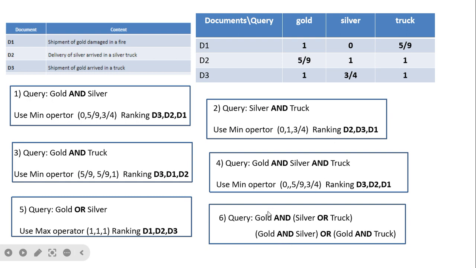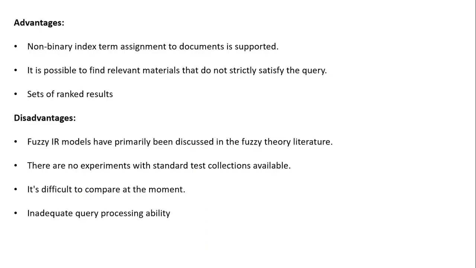Now for example, if we want to apply queries like gold and silver or truck, so again we require to convert this query into the disjunctive normal form, and after the query simplification we are getting this, and after that we can apply easily. That is, first we will apply gold and silver, we will get the result, then gold and truck, and after that we are using the OR operation. So in this way we are solving the queries for the fuzzy model.